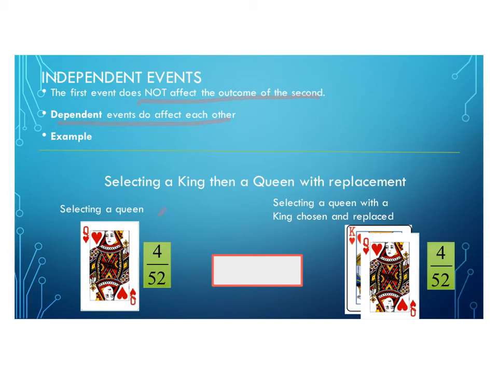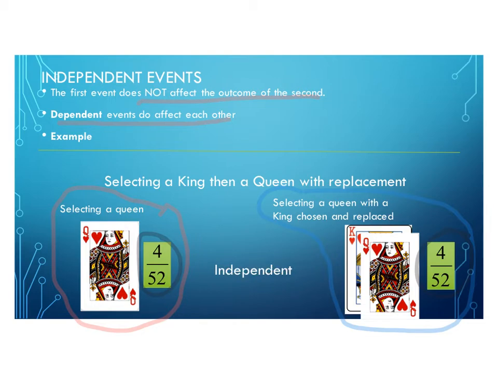So notice in this first one on the left, we're selecting a queen, which we know to be 4 out of 52. Then we're going to shift over and we're going to select a queen with a king chosen and replaced. So it's like I pick up the first card, it's a queen, and then I put it back in the deck. What's the probability of obtaining a king? Well, it's going to be the same, 4 out of 52. So because these probabilities match, we say these events are independent.